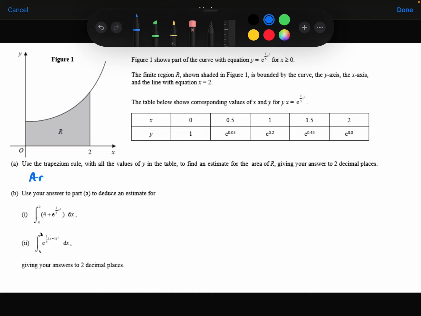So the trapezium rule is half times h times the first y value plus the last y value plus 2 lots of everything in between. So in this case, the h is 0.5. The width of each interval here is 0.5. So replacing the h with 0.5.